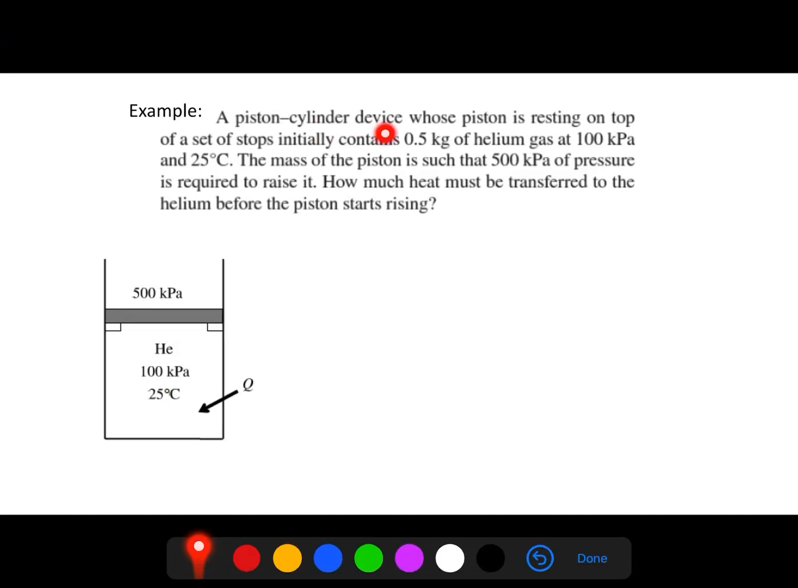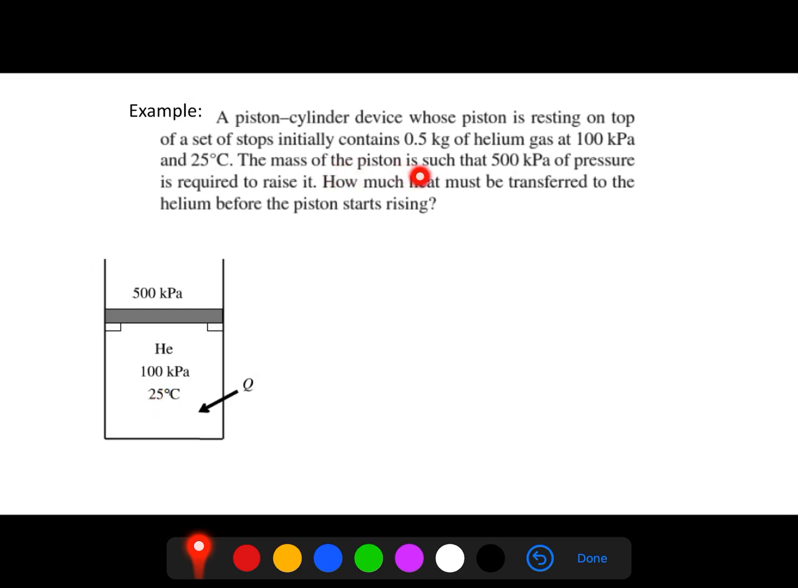So a piston cylinder device whose piston is resting on top of a set of stops initially contains 0.5 kg of helium gas at 100 kPa pressure and 25 degrees centigrade temperature. If you see the figure here, guys, this is the piston cylinder device. We have the piston here, this is our cylinder, and initially we know it is filled with helium, and the pressure is 100 kPa, temperature is 25 degrees centigrade.